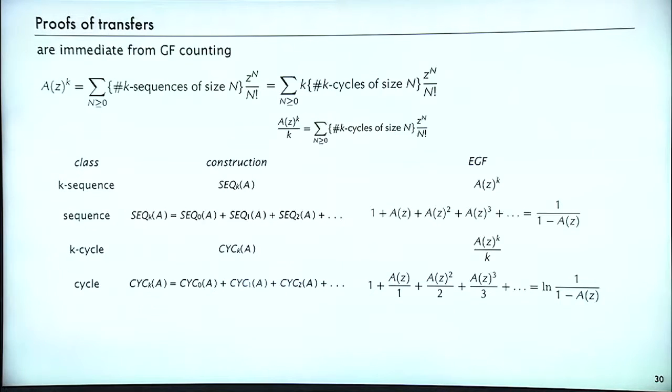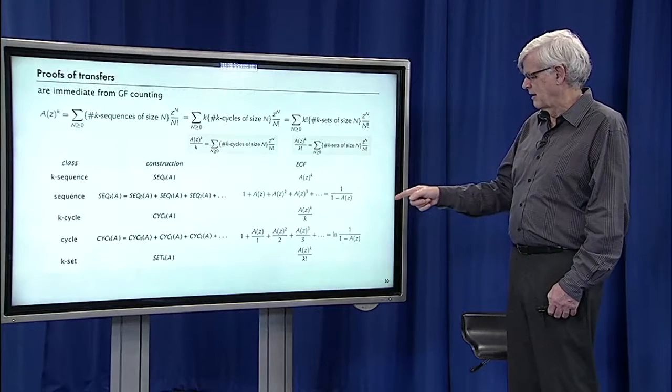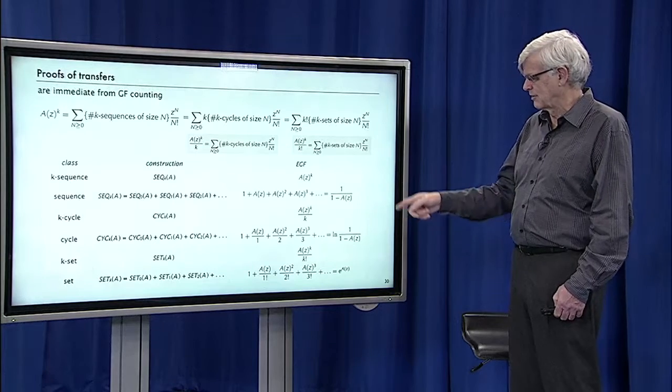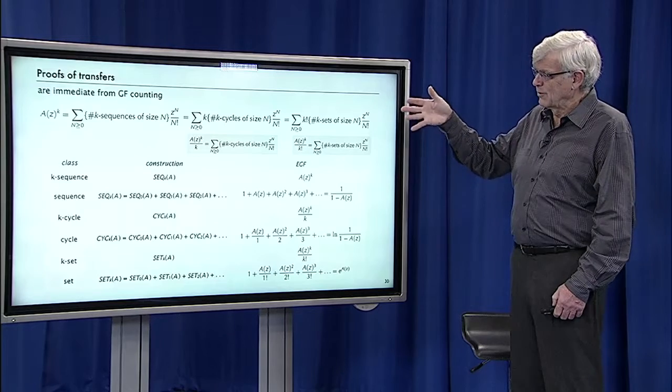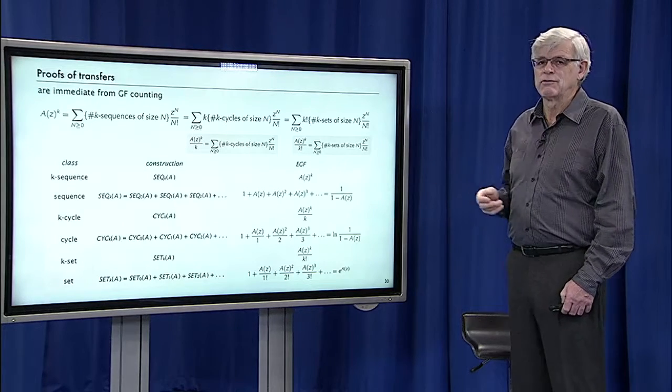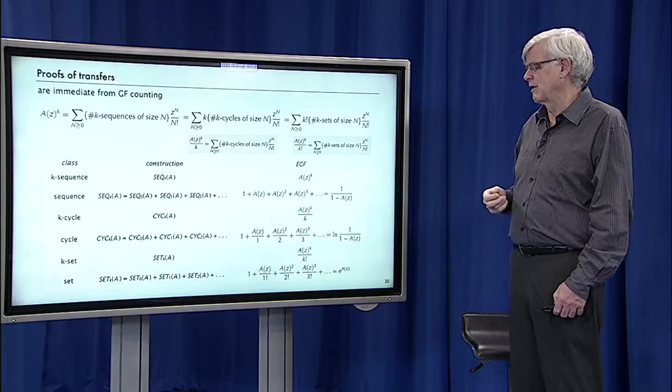Similarly, if you have all k sequences of size n, you're going to have all sets appear k factorial times. So A of z to the k over k factorial is the exponential generating function for the number of k sets of size n. And then summing all those up gives the result that for any set, it's e to the A of z. So these are worthy of study, but they're very straightforward and immediate from the definitions and basic ideas of generating function counting.